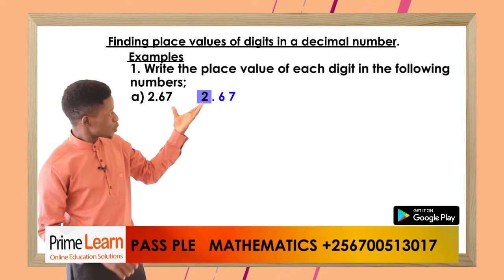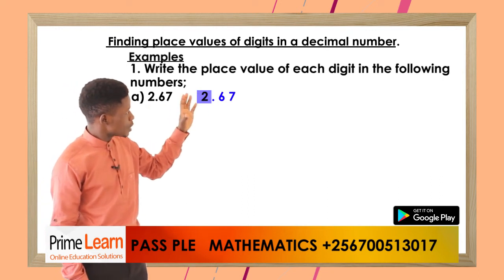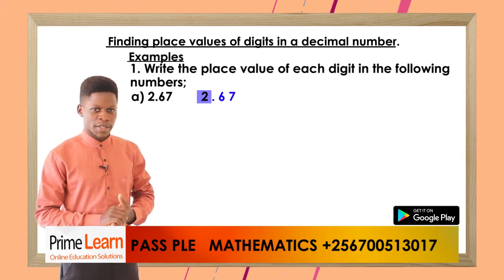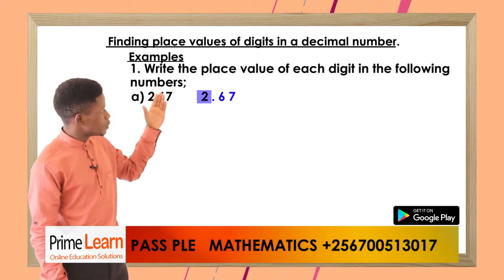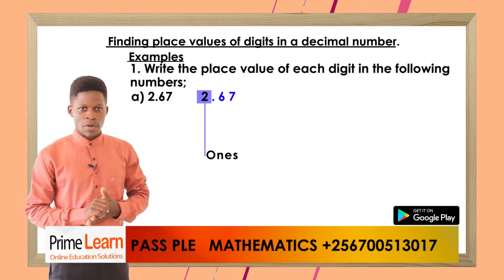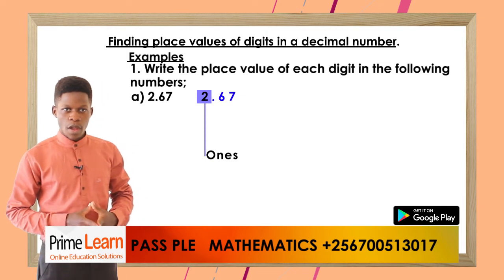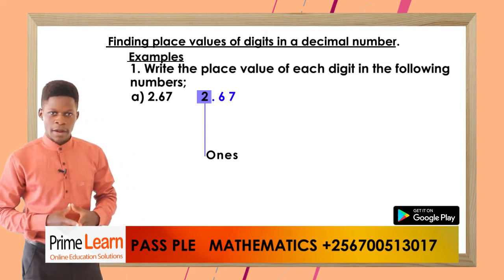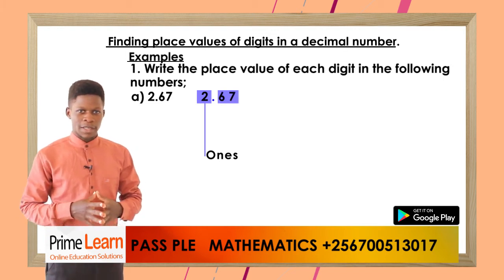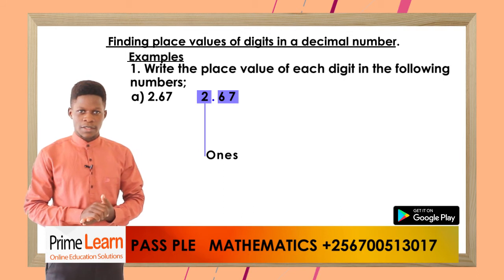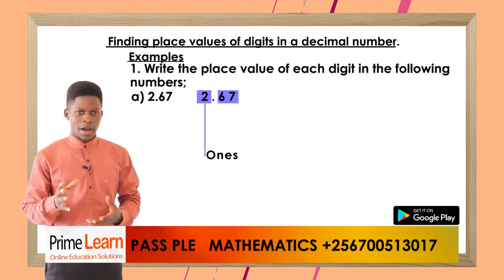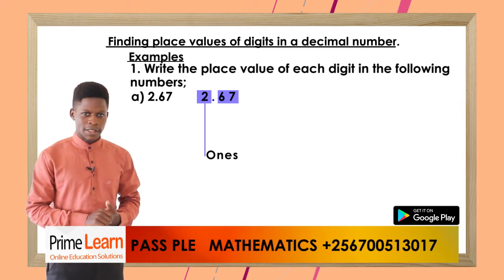The whole number part on our number here is having only one digit, which means that there is only one place value, and that place value is the ones place value, as you can see. So that 2 is in the ones place value. When we go on the side of the decimal part, we are looking and we are seeing that there is 6 and 7. So these 6 and 7 are the digits in the decimal part.